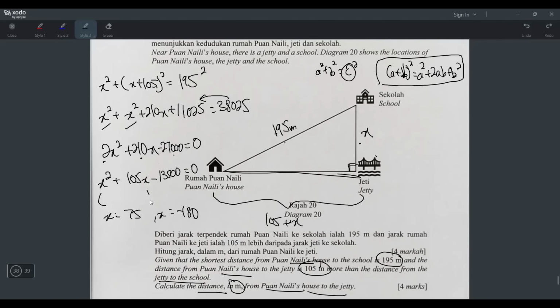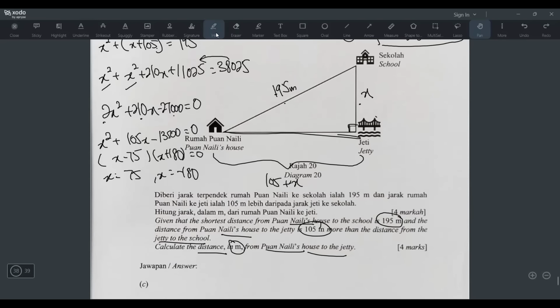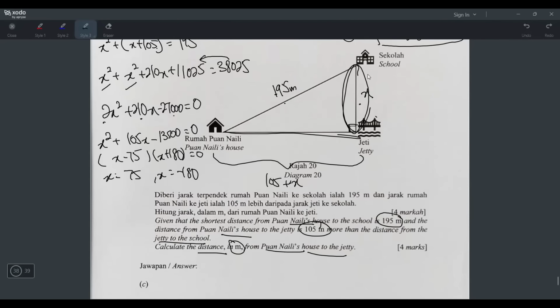But here you have to write bracket bracket equals 0, and then the 75 you have to pindah balik jadi x minus 75. Negative 180 pindah balik jadi x plus 180. Okay. Alright, now you have dapat your x already. But x is the panjang from here to here, right? So logic tak kalau panjang sini negative 180? Tak logic. So kena reject.